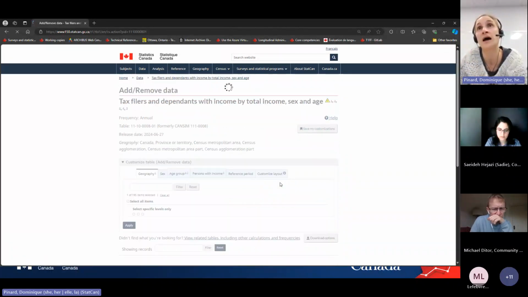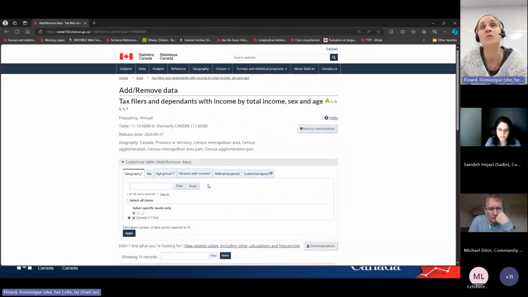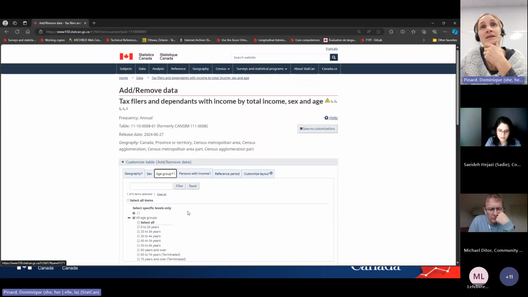Another way is to click on Add/Remove. A lot of people miss that one because it's subtle. But if you click on sex, you could have the data broken down by sex. You could have various age groups. So if you click on the little plus sign here, you're going to have the various age groups that are available.